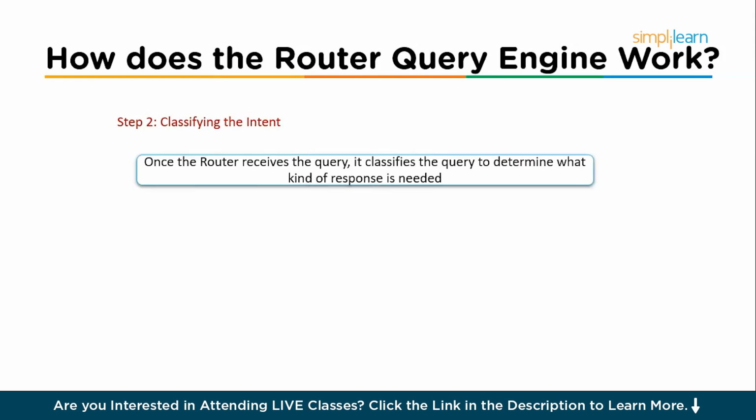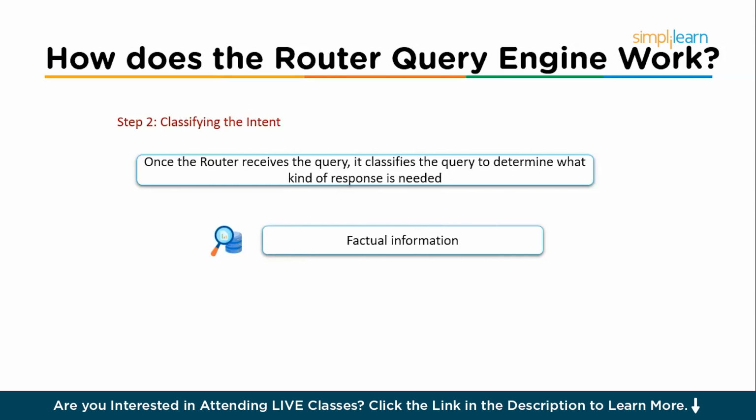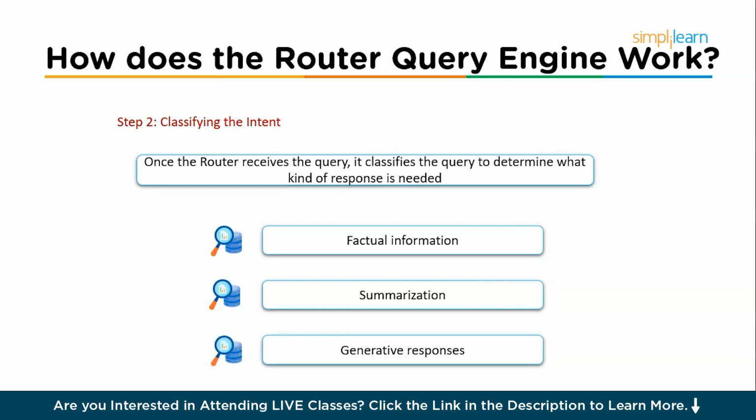Once the router receives the query, it classifies the query to determine what kind of response is needed. The classification process identifies whether the query needs factual information, that is like definitions, dates or facts, or summarization, that is like condensing an article or research, or generative responses, that is like creative writing, opinions or complex explanations.